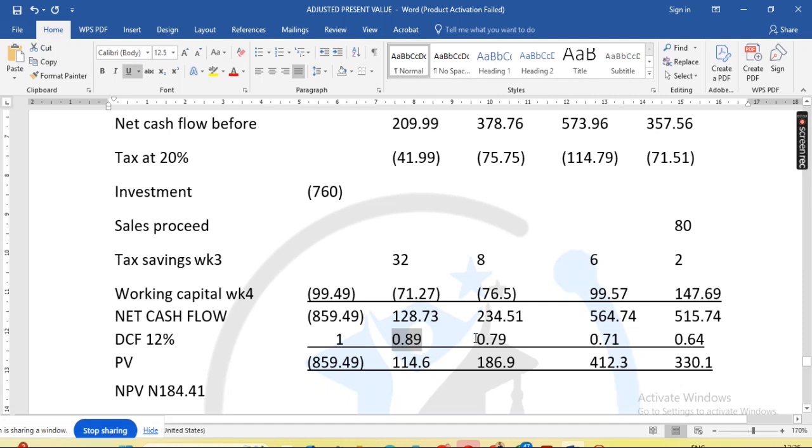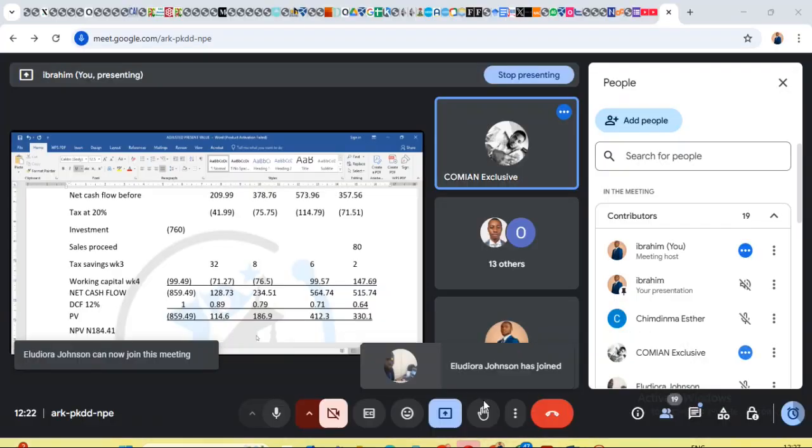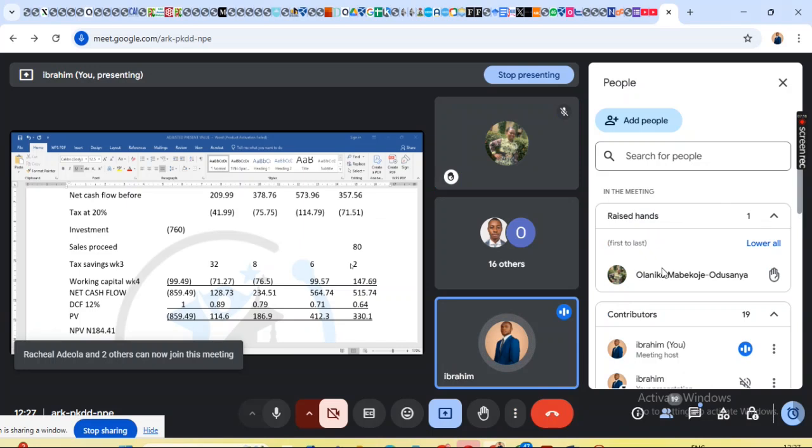0.89 something, 0.79 something, 0.71 something. So this one we add. If you want to make this three decimal, what will you add to this? Always make it what? Three decimal places, right? So let's add this.